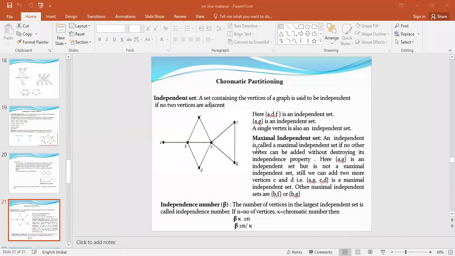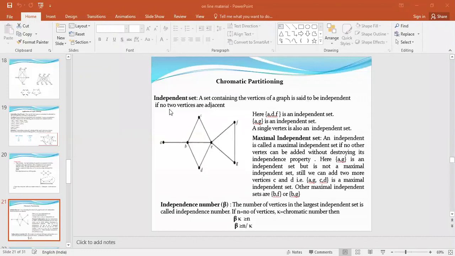So last time we discussed chromatic numbers. Chromatic number is the assignment of colors to the vertices so that no two adjacent vertices are assigned the same color. There are many algorithms for finding the chromatic number. One of those algorithms is by finding chromatic partitioning. This term is also mentioned in your syllabus. But for defining this chromatic partitioning, we have to define certain terms.